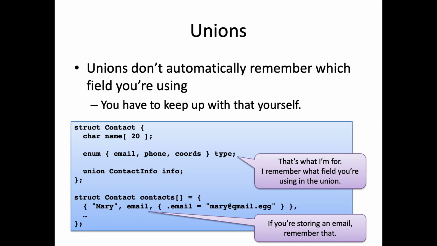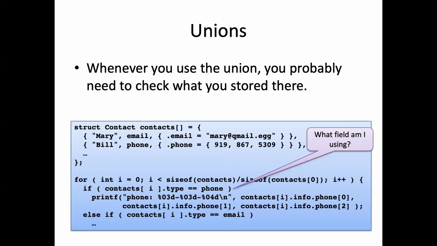So here's how you could build contact information. Here's the same code. I just threw away the stuff at the top to get a little bit of space back. And I added one extra contact just to have a better example. So now maybe our list of contacts has Mary, where I remember her email address, and Bill, where I remember his phone number. And then if I'm going to use this array of contact information, I'm going to need to keep checking the type field so I know which of the fields to use in the union. And that's what I'm doing down here.